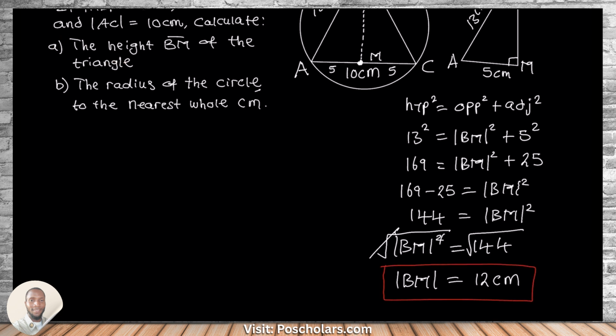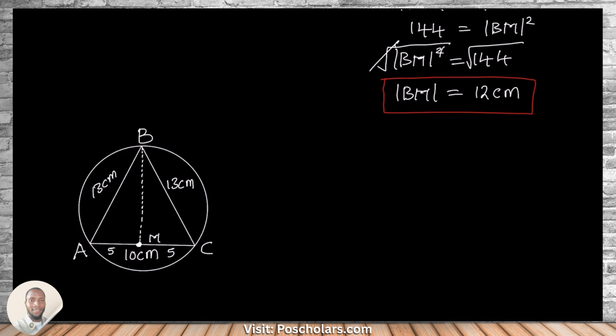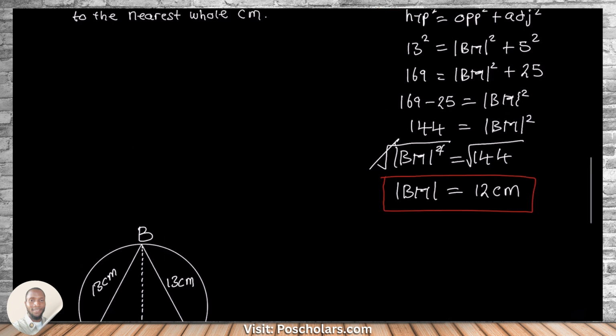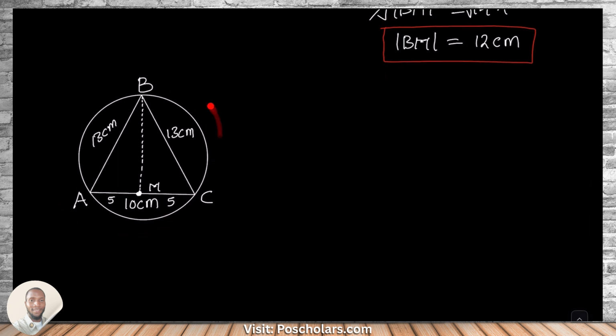Now, this is where it gets interesting. The next question says, find the radius of the circle to the nearest whole centimeter. So we come back to this diagram. Okay, let's duplicate this diagram. Now, here's the diagram. We were asked to find the what? The radius of the circle. So coming to this diagram, where is the radius of the circle?